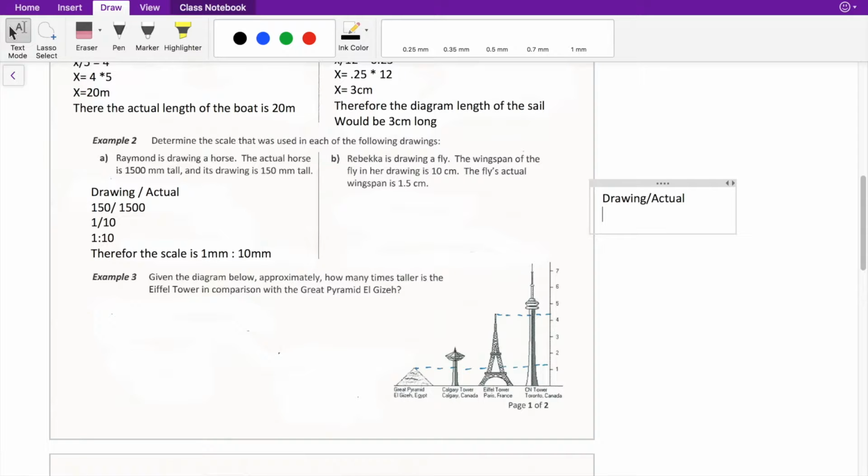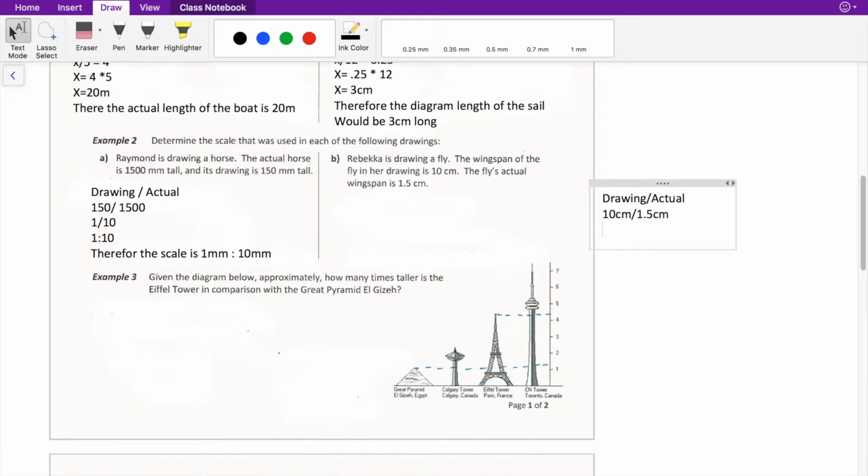Okay, thanks Alora for waiting. And let's go on to our drawing. So what's the actual drawing size? The wingspan of the fly in her drawing is 10 centimeters. The actual fly is 1.5 centimeters. Okay. So we are going to create a ratio, we're going to divide each one by 1.5. So you're going to divide each one by the smaller one.